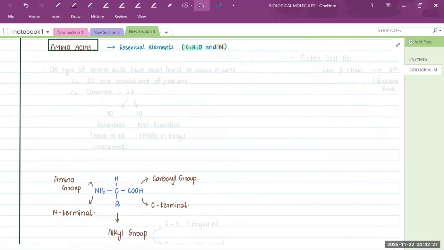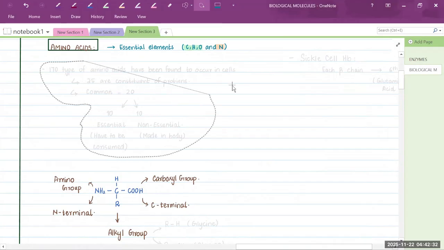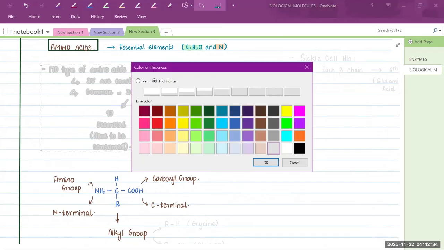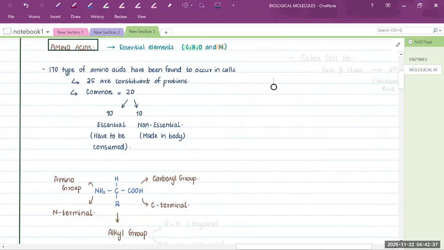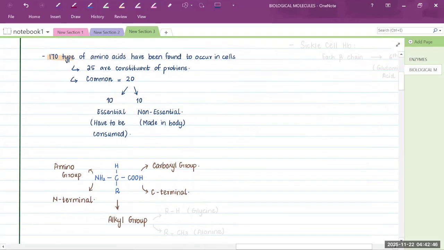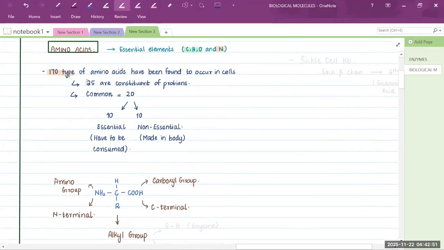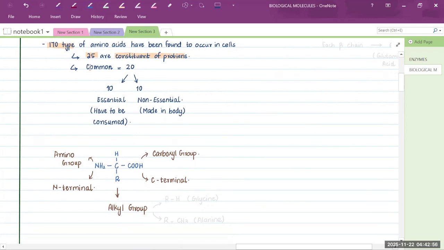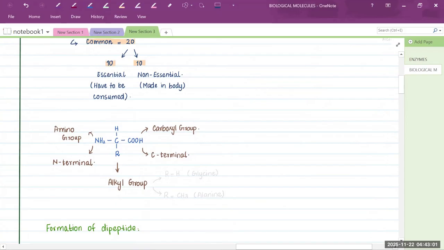Some key sentences that you have to memorize are these ones. Let me first do. Okay, so 170 types of amino acids have been found to occur in cells. These are some key numbers that you have to memorize for your MCQs, because direct MCQs come from these numbers, and 25 of them are constituents of proteins. The common ones we know are 20 only, and among these 20, 10 are essential and 10 are non-essential.